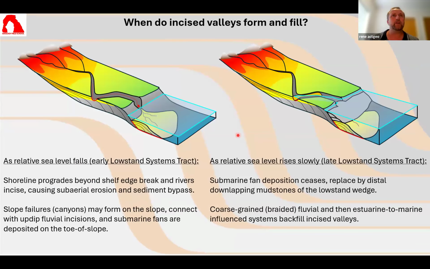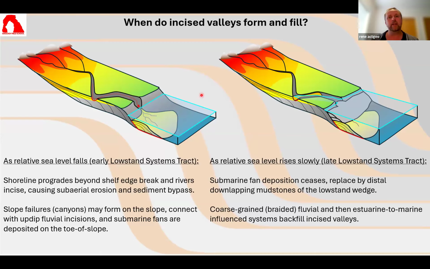So when do they form and when do they fill? These incised valleys, and again, the incised valley is associated with a sequence boundary, form at relative sea level fall during the early part of a lowstand systems tract, where shorelines will prograde beyond the shelf break, rivers will incise, and you get subaerial erosion and sediment bypass in these incised valleys. That sediment will deposit potentially a lowstand fan into the basin. And at the same time, slope canyons may form that connect the fluvial systems into the deep water. At this point, your incised valley is being formed, but not really being filled.